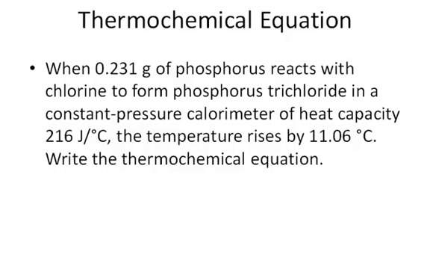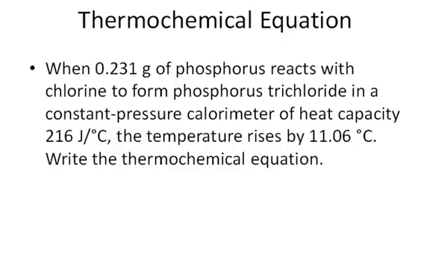In this short video, I will go over how to write a thermochemical equation. We'll start with this example. When 0.231 grams of phosphorus reacts with chlorine to form phosphorus trichloride in a constant pressure calorimeter of heat capacity 216 joules per degree Celsius, the temperature rises by 11.06 degrees Celsius.